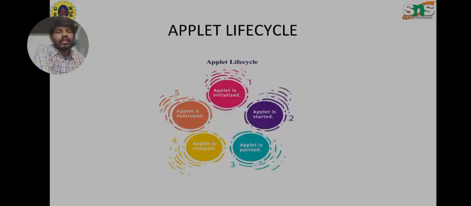So this is the applet life cycle. Once the applet is initialized, then the applet is started, the applet is painted, the applet is stopped, and the applet is destroyed. So there are five different steps to be done by the end of the applet life cycle.